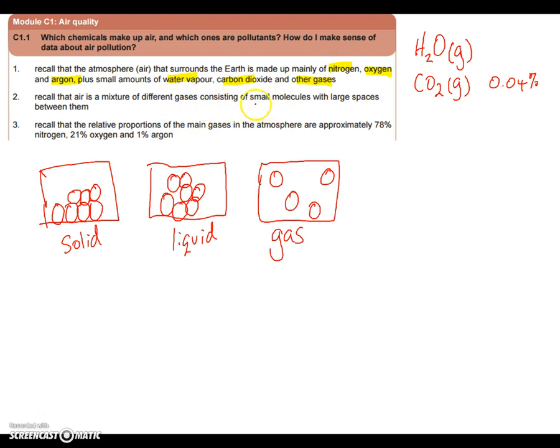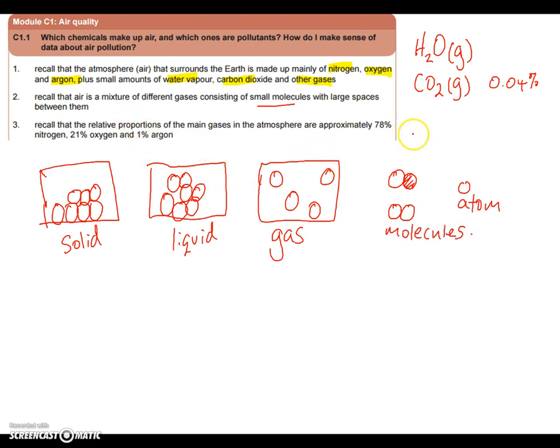So it's consistent of small molecules. So molecules, we've got at least two particles joined together. Sometimes they're different, sometimes they're the same. So this would be a molecule of an element, for example oxygen. This would be something like nitrogen monoxide, where they have different elements joined together. But this would be a molecule. And this would be an individual atom because it's on its own. So that's an atom. And these ones are examples of molecules.